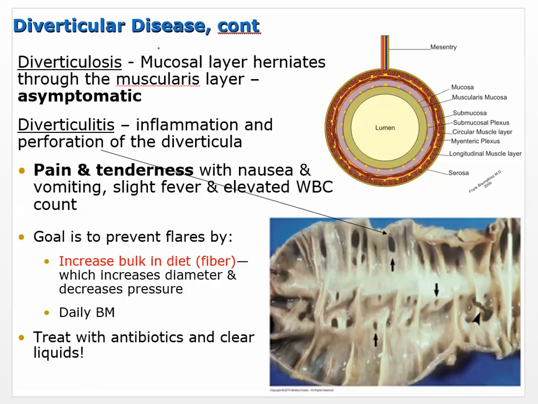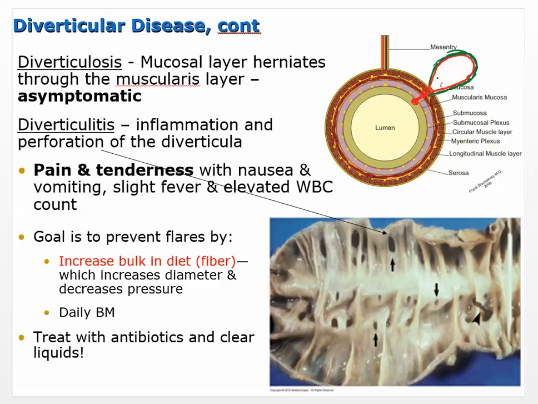So there are a couple of aspects to this diverticular disease. Diverticulosis means that the mucosal layer herniates through the muscularis layer. We can see the mucosal layer is this area in here, and it's pushing out through there. It's pushing out, but it still has that serosal layer around it. So it's causing a diverticula, but in this case, it's just pushing out. It's not really perforating. It's not inflamed at this point. So it's considered diverticulosis. It's asymptomatic. You may not even know you have it unless you are checked for it.